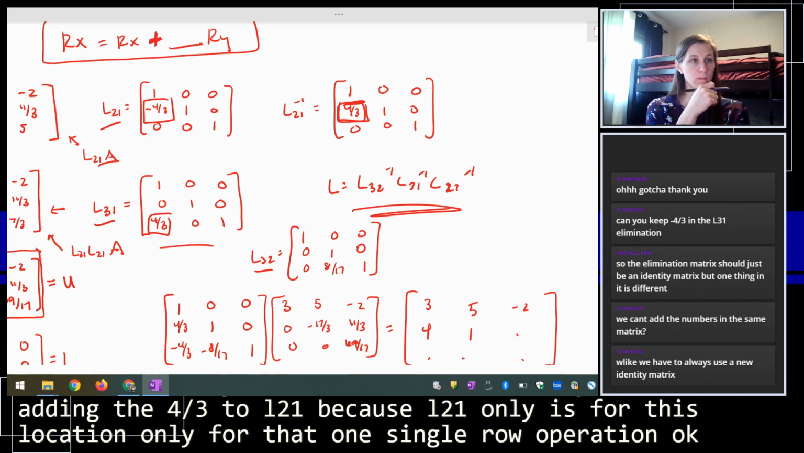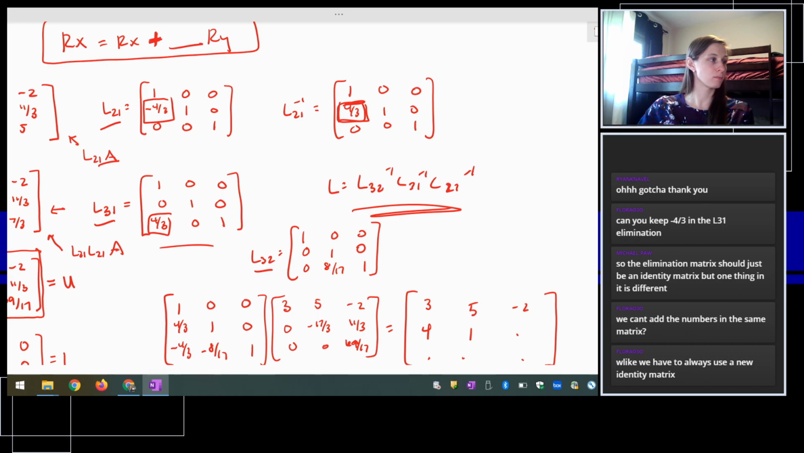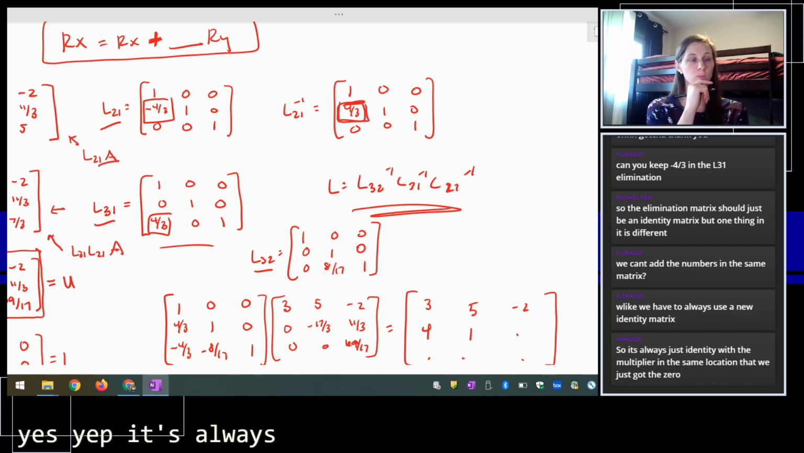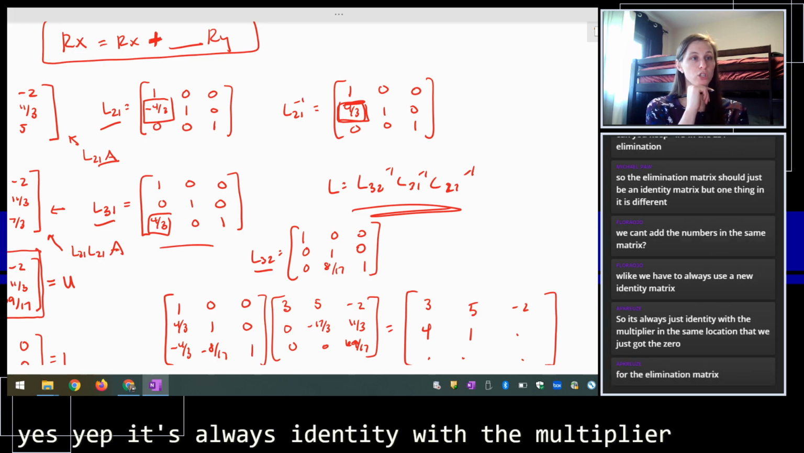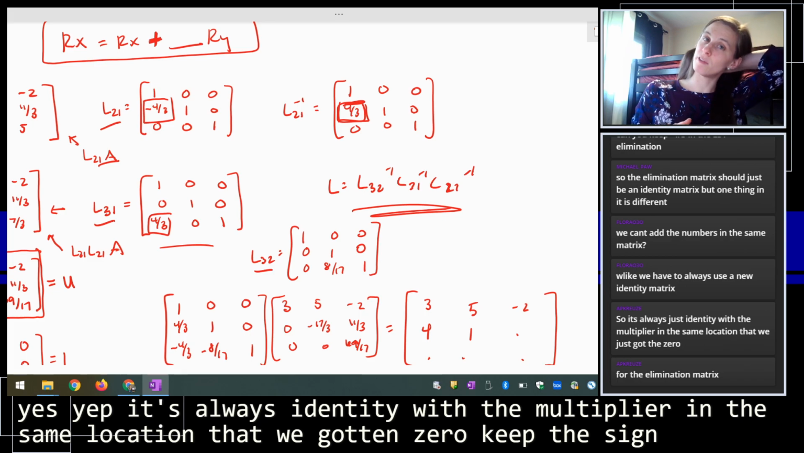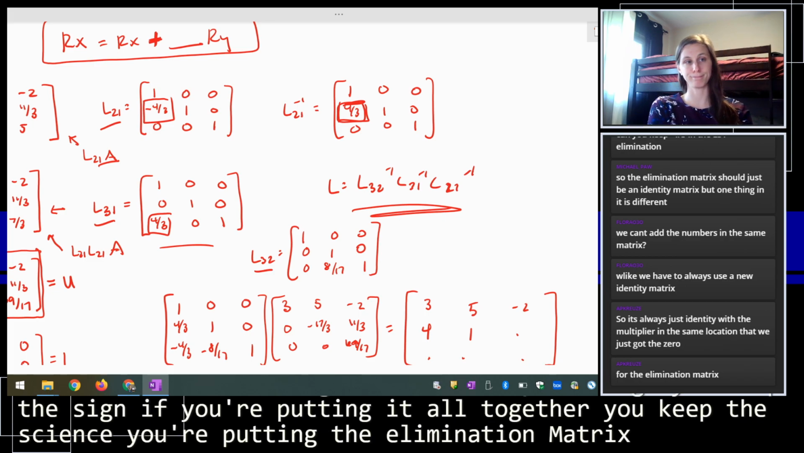Okay. Good questions. Any final questions? Yes. It's always identity with the multiplier in the same location that we got the 0. Keep the sign. You flip the sign if you're putting L together. You keep the sign if you're putting the elimination matrix together.